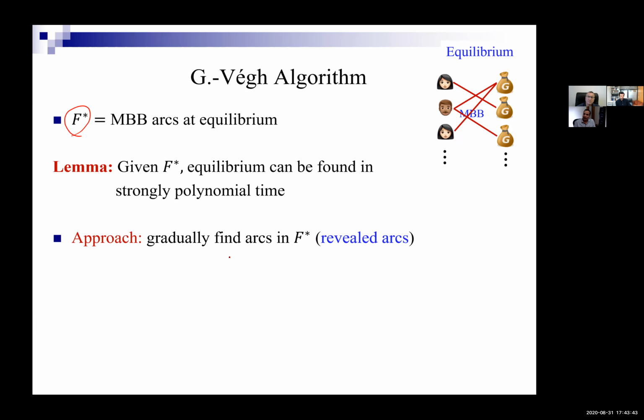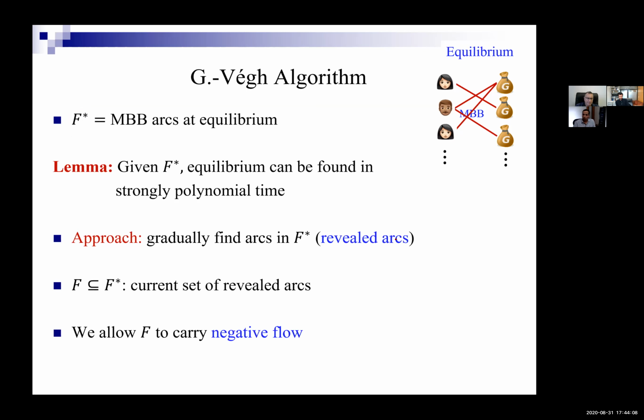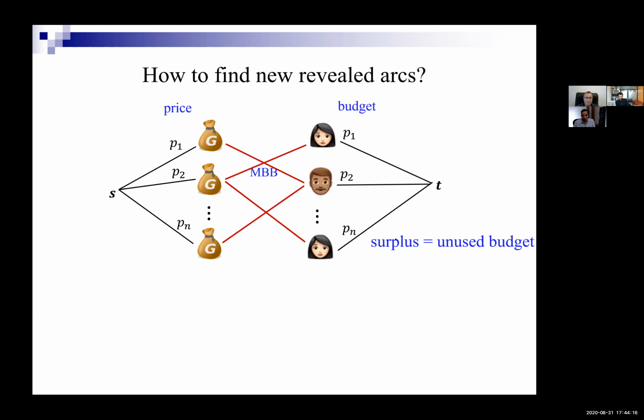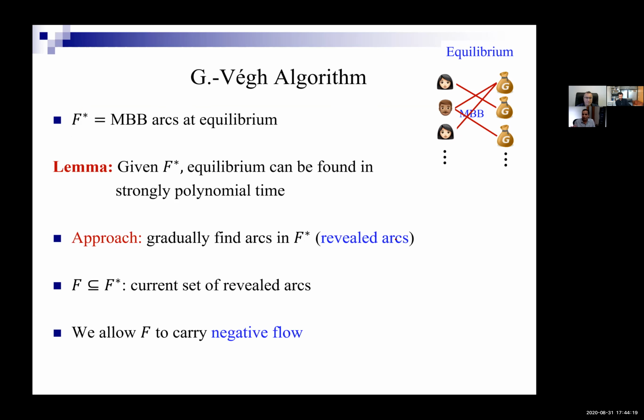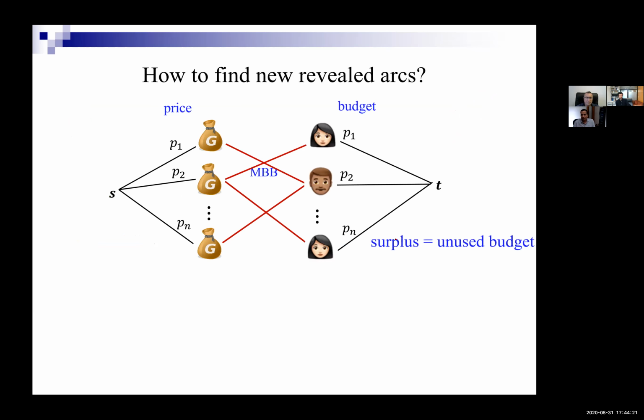So we will gradually find F star. We will gradually find arcs in F star, and we will call them revealed arcs. The arcs which are revealed in F star, we call revealed arcs, and we will keep increasing the set of revealed arcs. Let's say F is the current set of revealed arcs. Initially, it is the empty set because we don't have anything, and we will keep building it up to F star. One crucial thing we do is that we allow F to carry negative flow. It will be clear in a moment why this will be very useful. Okay, so the question is how to find even one revealed arc.